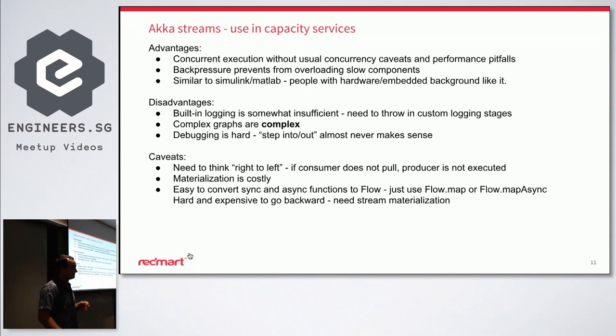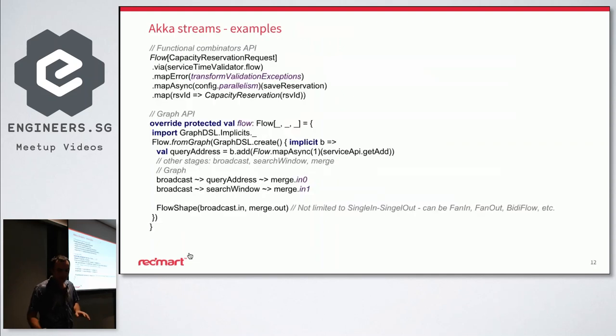Complex graphs: graphs really go complex very quickly. I think I'll just need to illustrate here. So there are two APIs. One is functional combinators: map, flat map, filter, map async, that sort of thing. These can only build you a linear stream. For more complex streams where you need branches, loops, flow control, you have to use graphs. And this is just a very simple graph that takes an input, sends it to two services, and merges the output. This size.